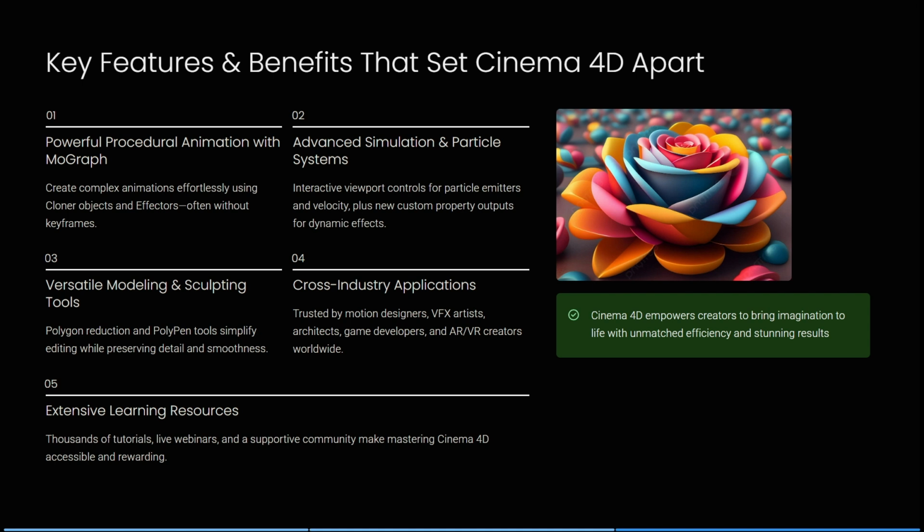The second thing is the advanced simulation and their particle systems. So you have an interactive viewport control for particle emitters and velocity. Plus, there's new custom property outputs for dynamic effects. Number 3 is the versatile modeling and sculpting tools. So polygon reductions and polypen tools can simplify your editing while preserving detail and smoothness.